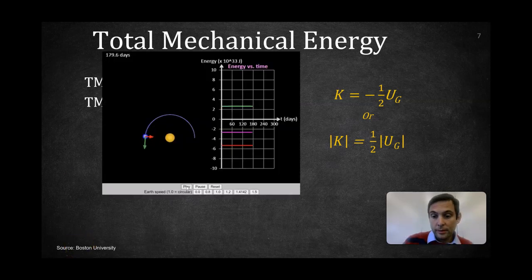Here's our circular orbit. And as you can see, we have 3 different lines. We have the green line, which is positive. That means it's got to be the kinetic energy. The most negative line, that would be our gravitational potential energy. Meanwhile, the total mechanical energy is 1/2 of the magnitude of our gravitational potential energy.